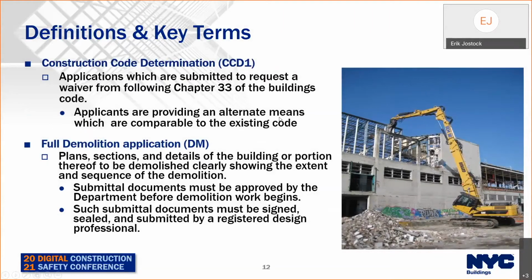This is a term that's not defined in the code, but when we get variance requests, we review full demolition plans as well as requests for clarification, interpretation, or variance of building code provisions. These requests are submitted on a form called the CCD1 or Construction Code Determination Form. These forms are not specific to our unit, but we review a lot of requests pertaining to Chapter 33, and we'll discuss this in a little more detail later in the presentation when we talk about alternative provisions.